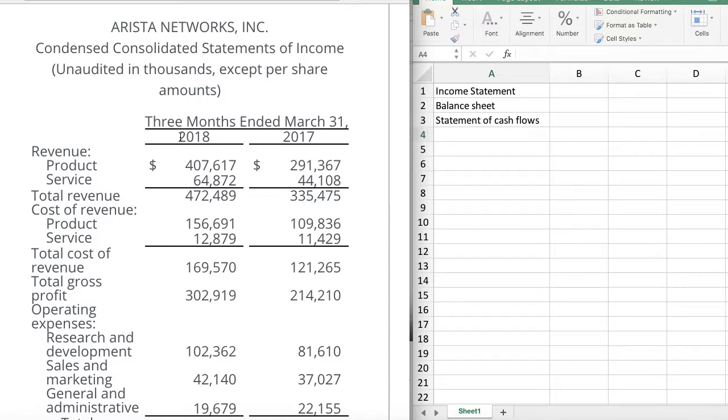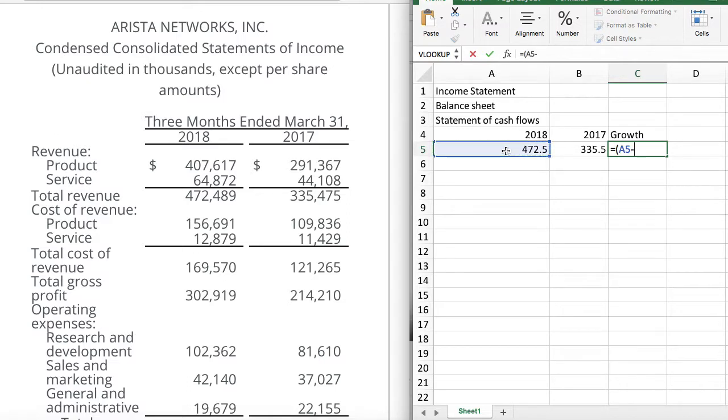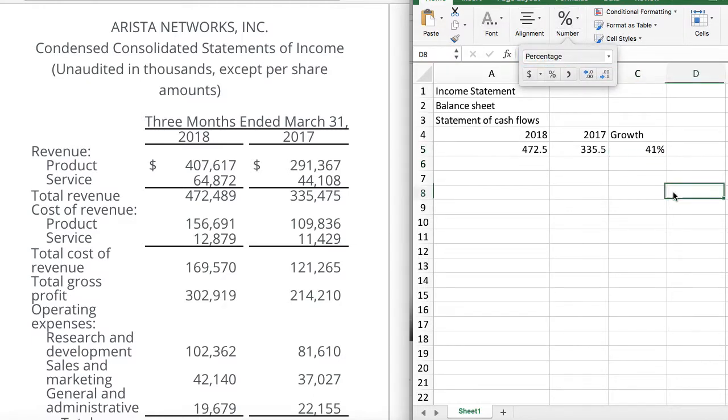These are the quarterly numbers for 2018, and then it gives you a year-over-year comparison in 2017. In 2018, we had revenue of roughly $472.5 million. And in 2017, we had revenue of $335.5 million. If you look at that, we can do the growth calculation: this number minus 2017, divided by 2017, and we get 41% growth.